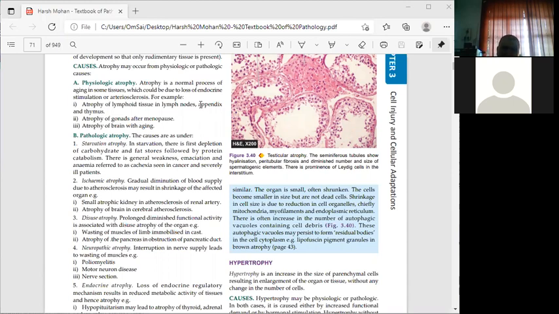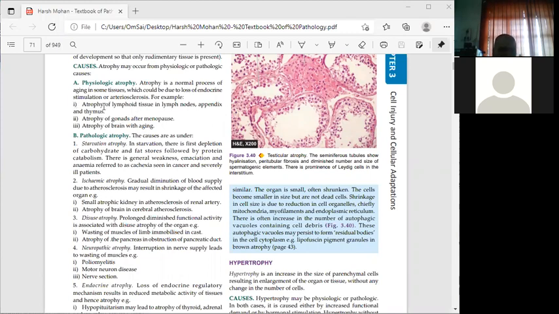Atrophy of lymphoid tissue in lymph nodes, appendix and thymus. Whatever atrophy of lymphoid tissue is there, it can occur in lymph nodes, in the appendix, and also in the thymus. You remember it here.